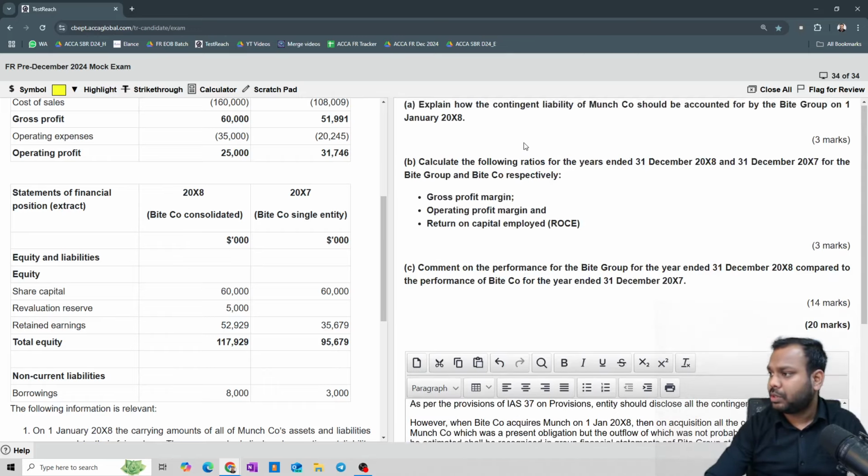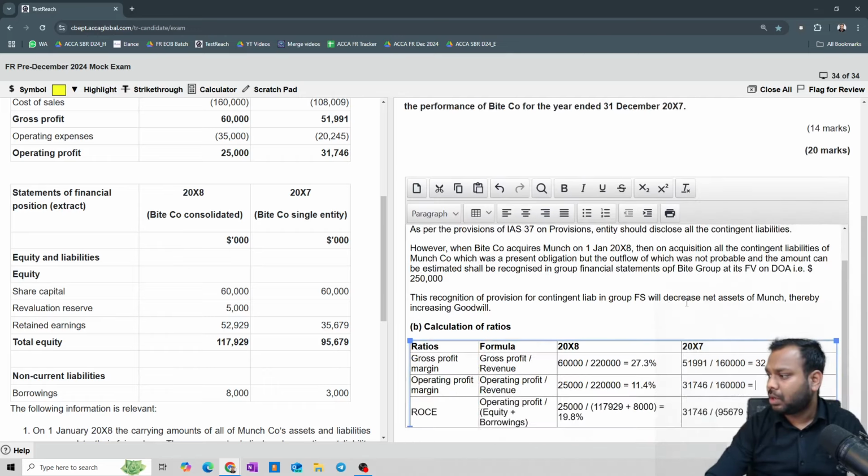How is it? Anything written? 19.8%. Now 95,679 plus 3,000 divided by 31,746 into 100 is 32.2%.